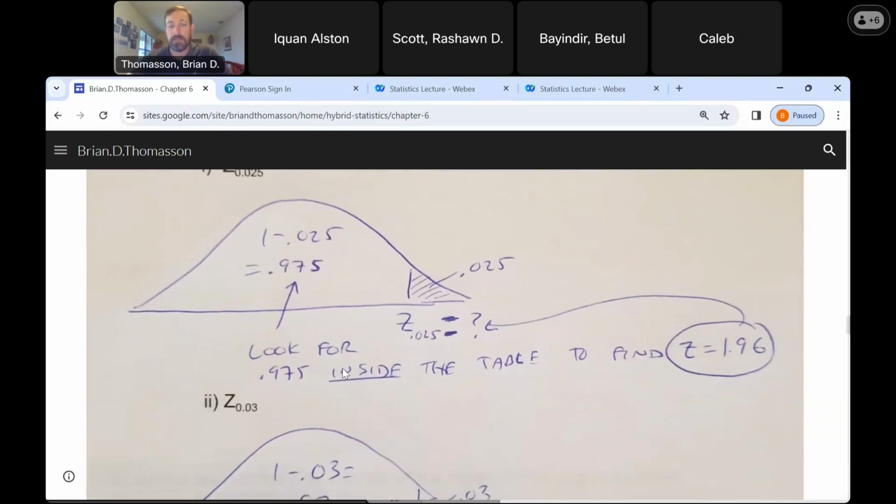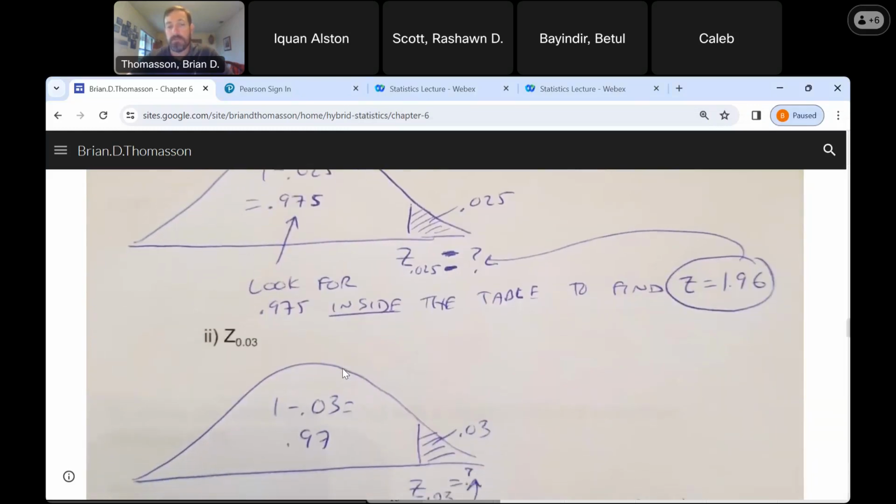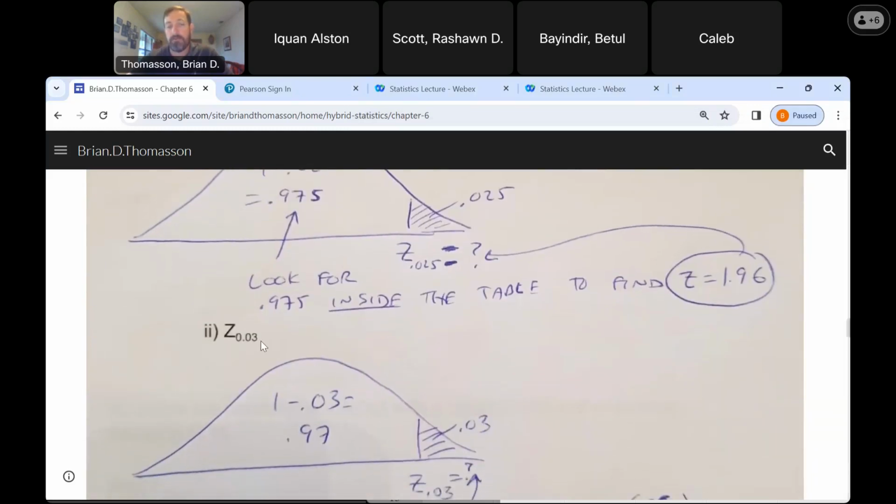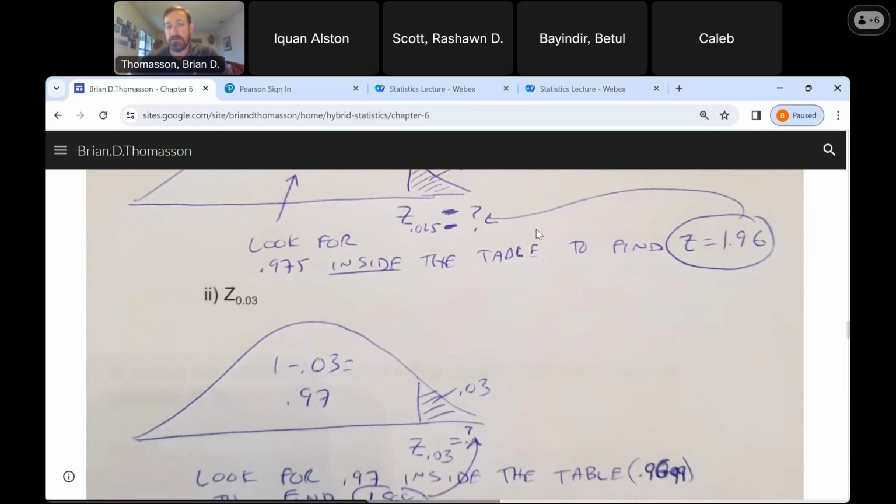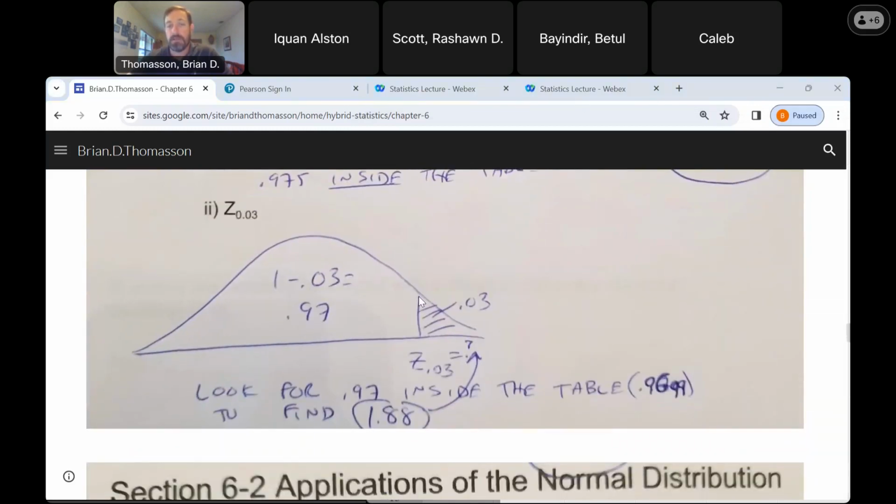All right, so let's look at the second one. Same idea, but now our critical value is 0.03. So we want 0.03 in this upper tail. Again, what we're looking for is we want the 0.03 in the upper tail, so 0.03 in here. We're saying, where is this cutoff value? So we're defining the inside value and trying to figure out what the outside value would be.